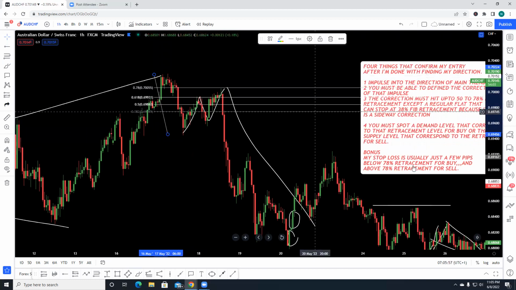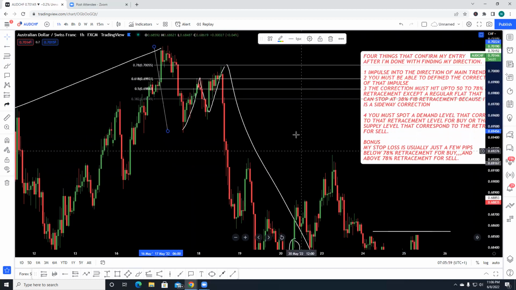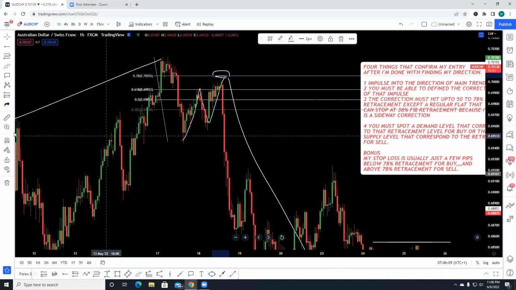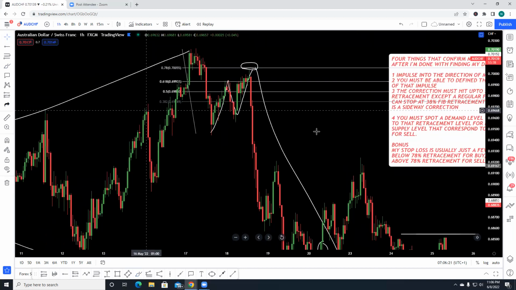So when we fib it, guys, can you see the correction has hit 78%? Look at it here. Zigzag will always come to hit 78. That is why I included 78. I normally say 50 to 61.8, but this time around, for my rule, I set it at 78 because that is the general rule in case of zigzag. Can you see? So the next thing, guys, is to find out.